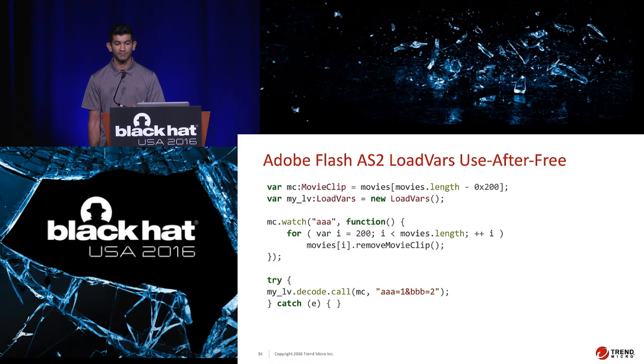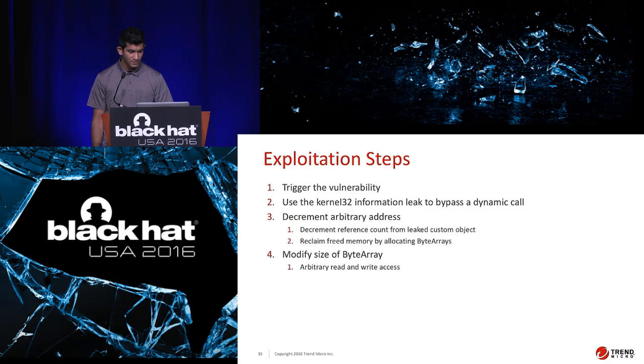Now, note that myLV, the LoadVars object, has its decode method called, but it's actually being applied so that the properties are set on the movie clip. This is required for the actual exploit. Otherwise, the use after free would not actually occur because it would not be writing to the movie clip object. So triggering the vulnerability is part of setting the property. A dynamic call occurs, an indirect call. To bypass that, the kernel32 information leak is used so that you can actually return cleanly and continue on for the rest of the exploit.